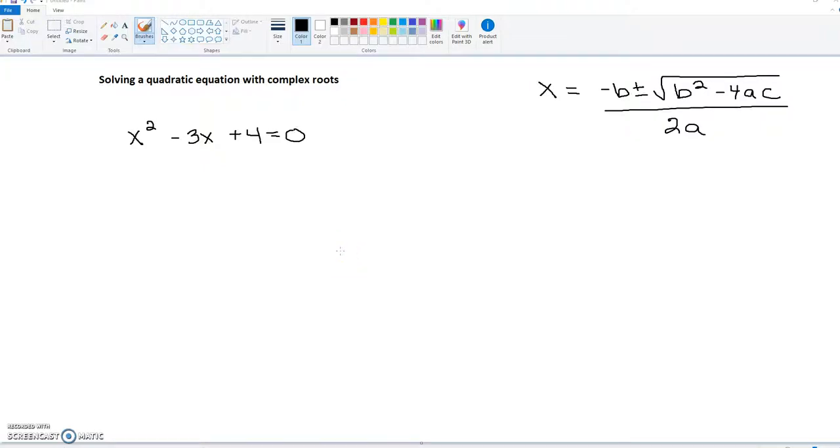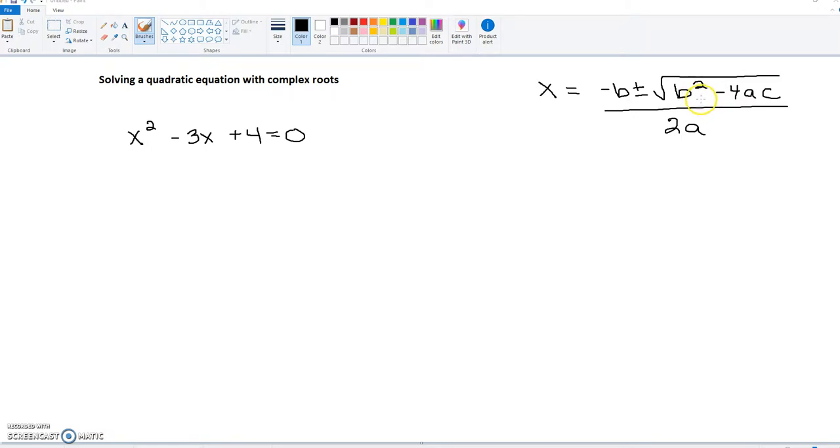Solving a quadratic equation with complex roots. We're going to be using a formula over here, and some of you may remember it from high school. I actually went along with the tune of Pop Goes the Weasel, so I'm going to attempt to sing it.